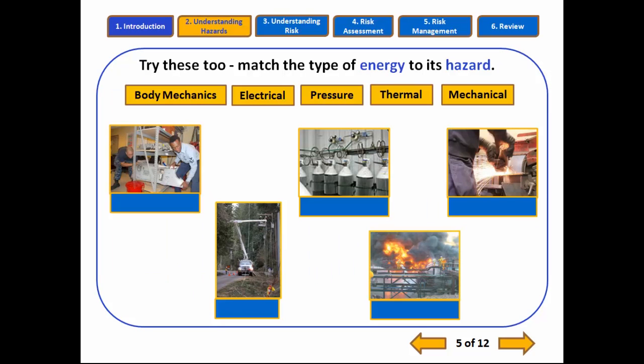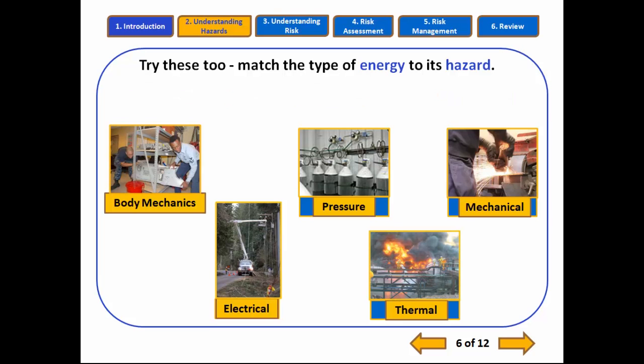So let's look at a few more types of energy and situations where they are present. So we've got body mechanics, electrical, pressure, thermal, and mechanical energy. And then we have images related to these. So take a moment and match the energy with the hazardous situation. And we're back. So let's see how you did.